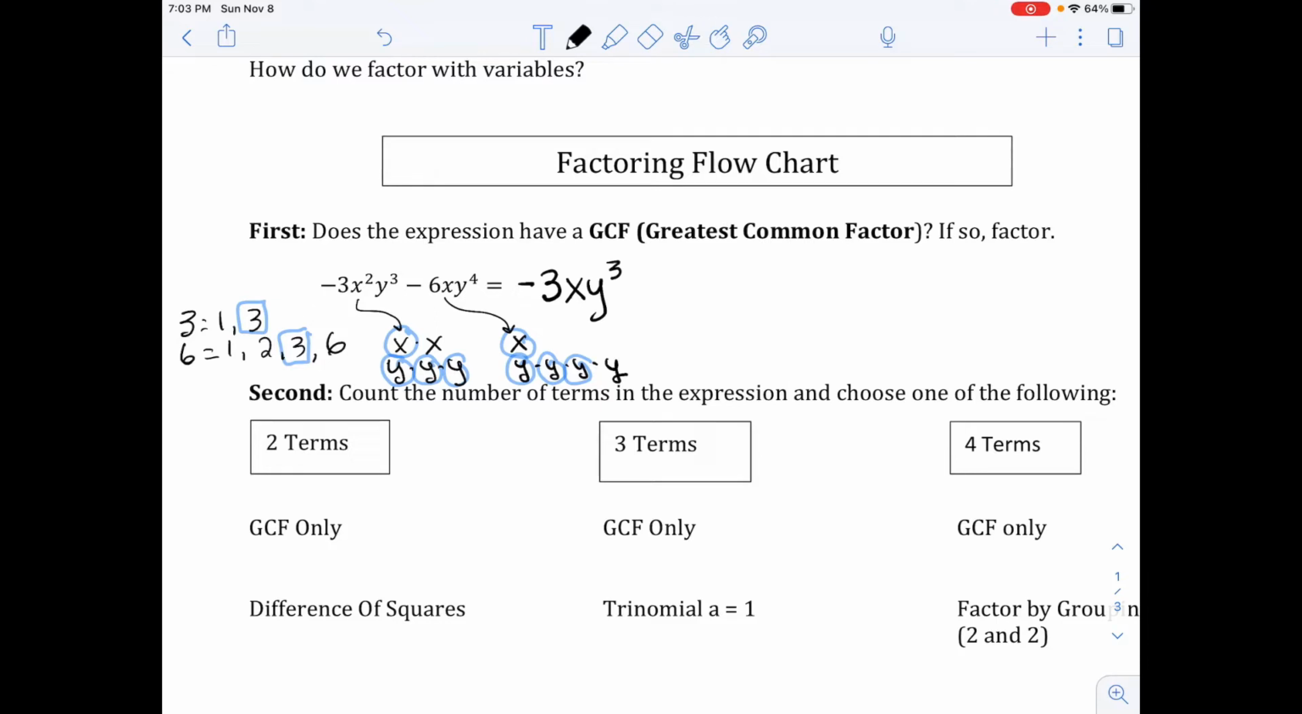As soon as you write the GCF, you're going to put parentheses next to it, because the parentheses tells you what's going to be remaining after you factor out the GCF. Now, what is remaining? Well, here's how I do it. I take the original term, so I come over here to the side. I take the original term, -3x squared y cubed, and I divide by the GCF, -3x y cubed. That leaves me with an x.